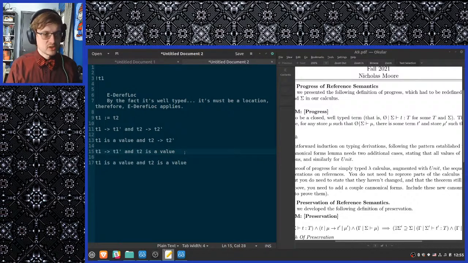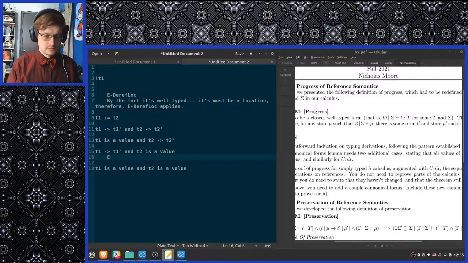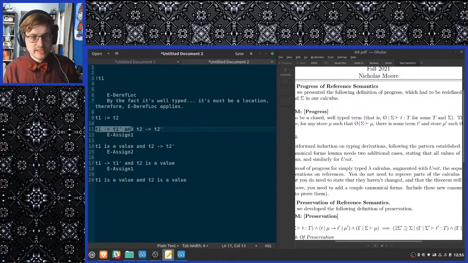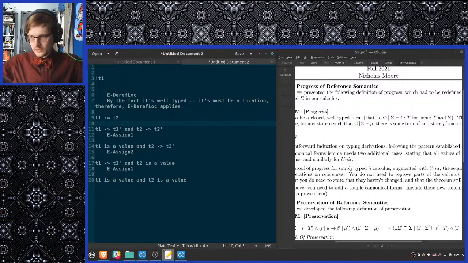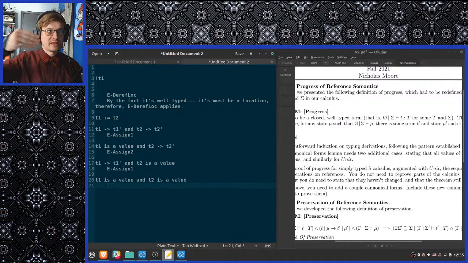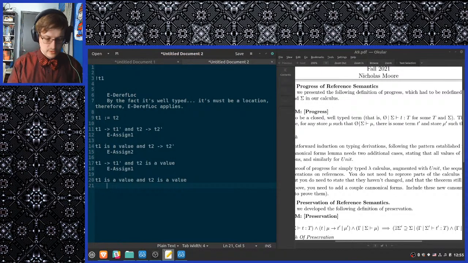In the first 2 cases, anytime T1 is evaluatable, then you apply E assign 1, right? Anytime T2 is evaluatable, you do E assign 2, but of course, in this case, E assign 1 takes priority because of congruence and determinacy and all the rest of it. So really the interesting thing is when they're both values.